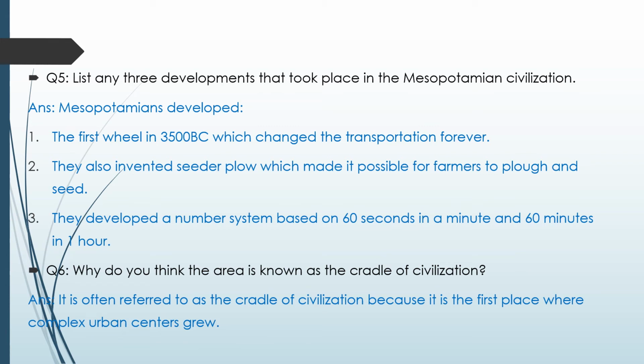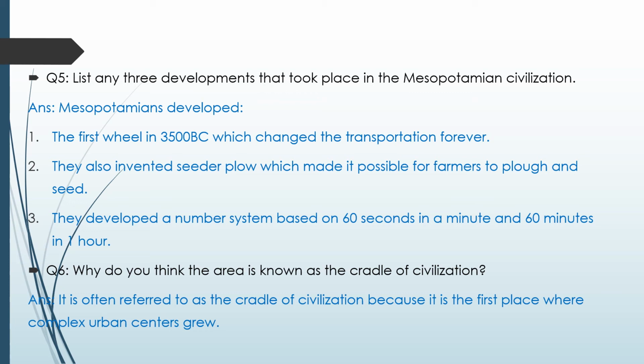Question number 5. List any 3 developments that took place in the Mesopotamian civilization. Mesopotamians developed the first wheel in 3500 BC, which changed transportation forever. Like this civilization, Mesopotamian, they invented the first wheel, which helped in transportation as well as in pottery.